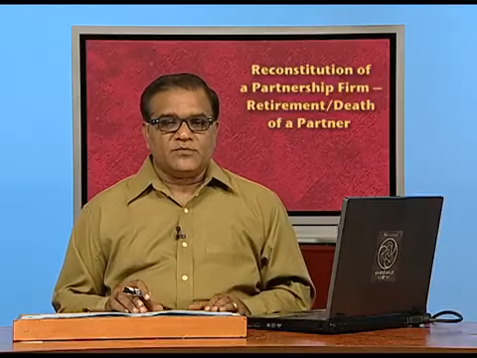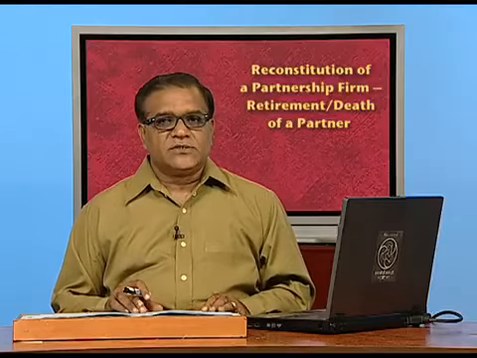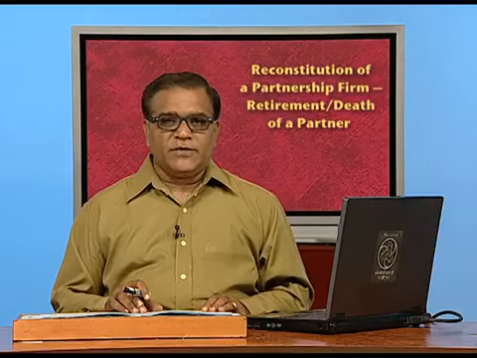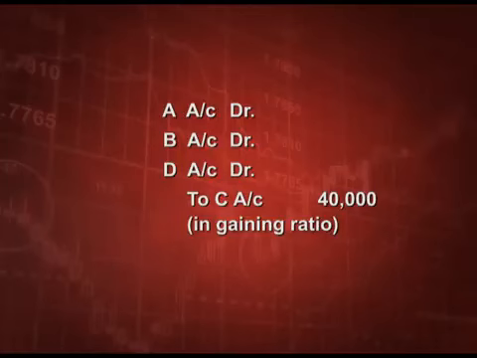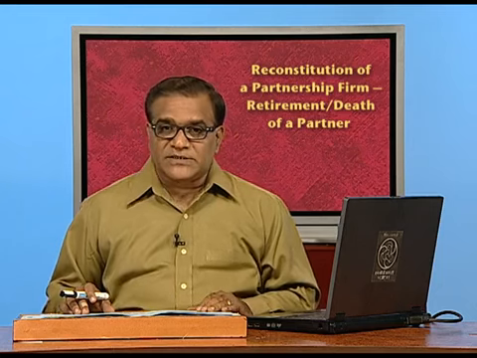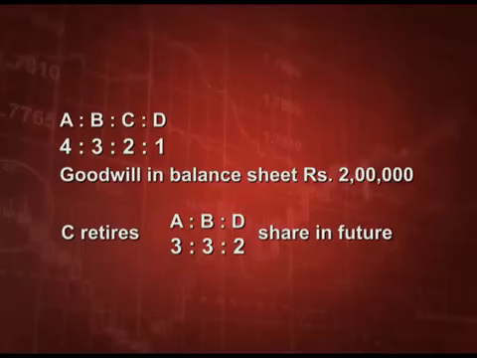Now, who is retiring? Mr. C. His share is 2/10, that is 2 lakh into 2/10, that is 40,000. Mr. C will get 40,000 and he will be credited. Normally what we do is A, B, D debit to C. So, that makes it C will be gaining 40,000 and A, B, D will be giving 40,000. But let us see if somebody is sacrificing among the existing partners. Let us see the question again.